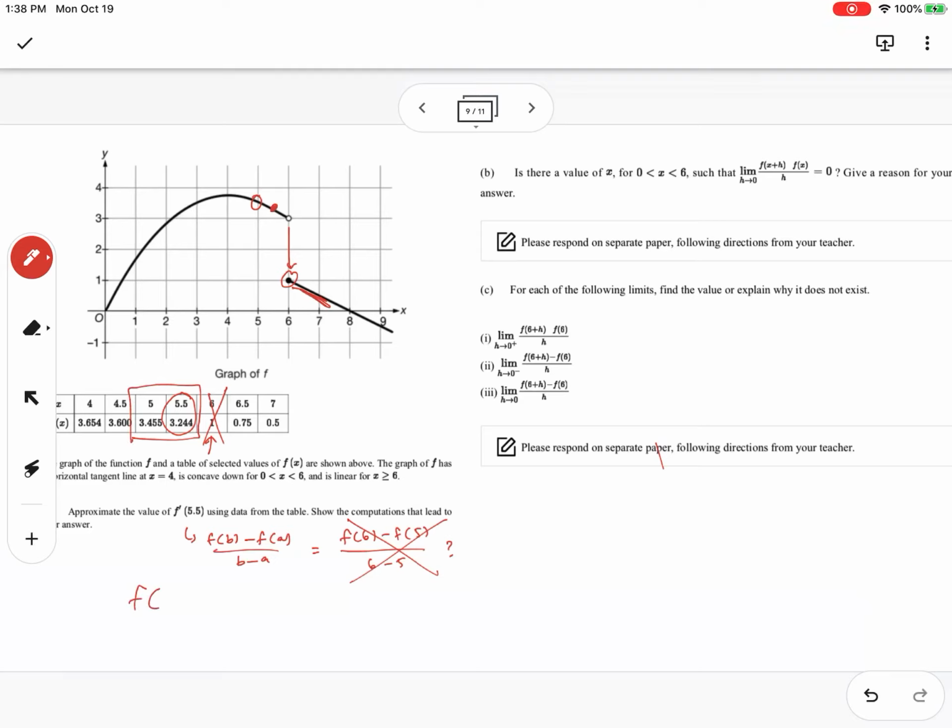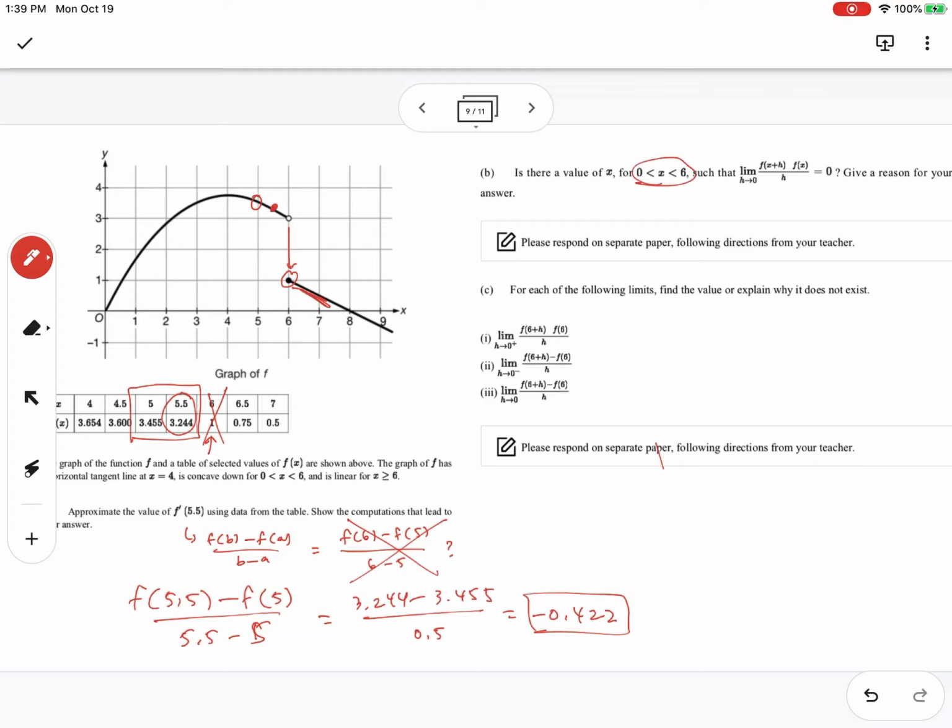So we need to choose a better point, and what we would use is actually this right here. So f of 5.5 minus f of 5, all over 5.5 minus 5. And so that becomes 3.244 minus 3.455, all over 0.5. And that leads us eventually to an answer of negative 0.422. So that would be the first part of this.